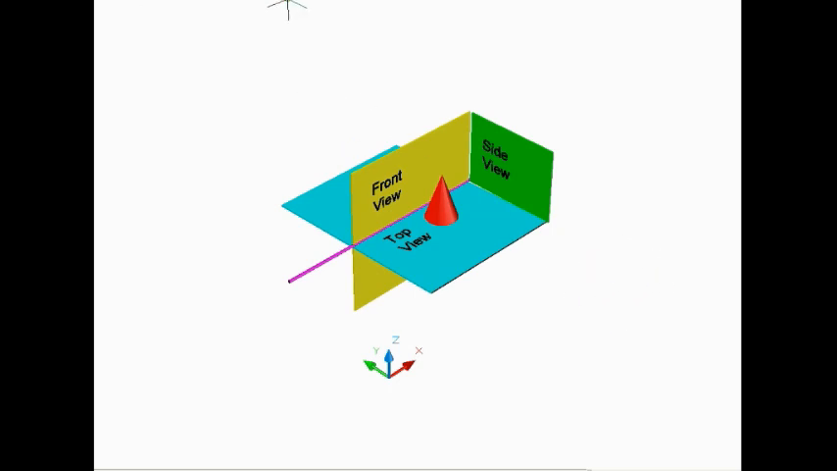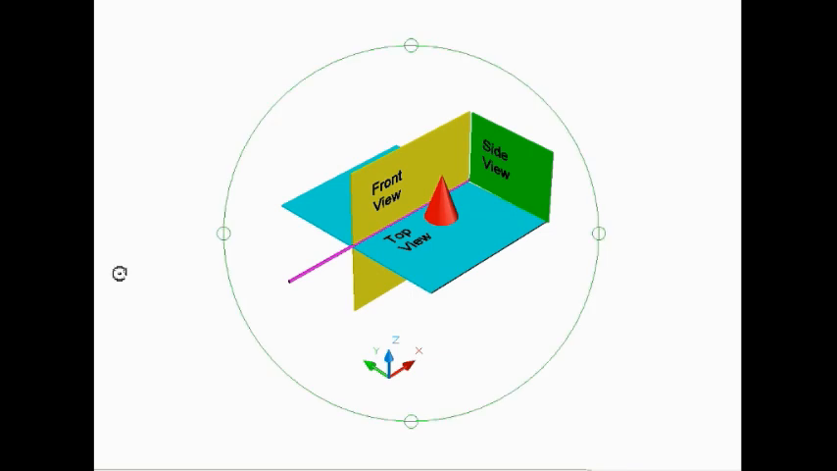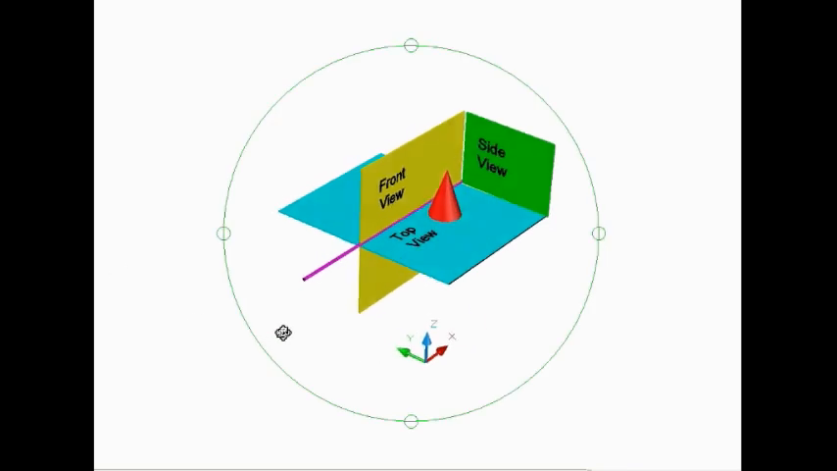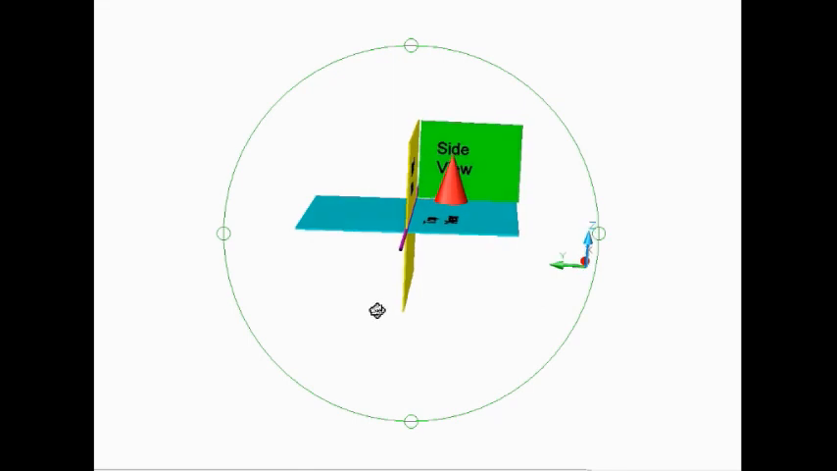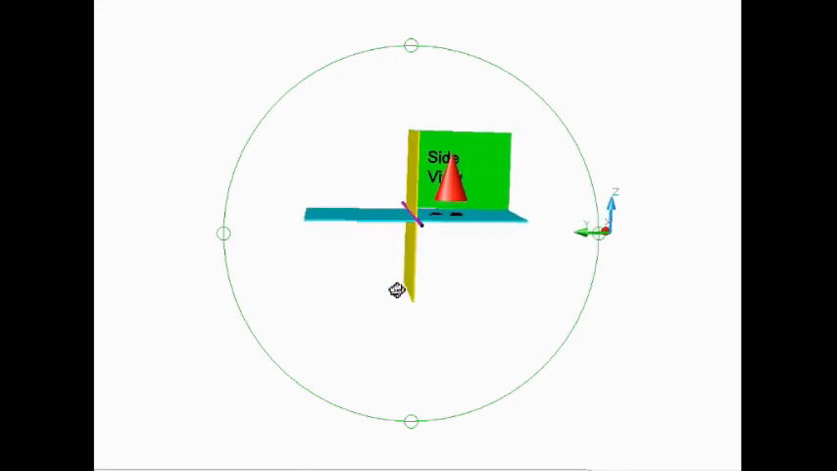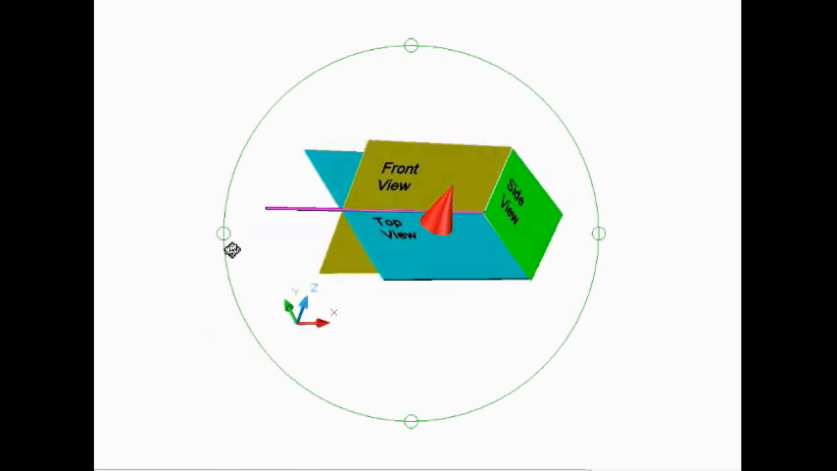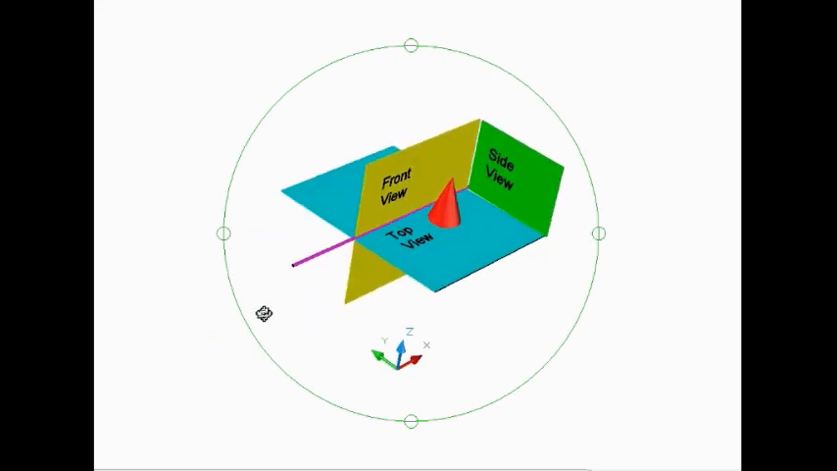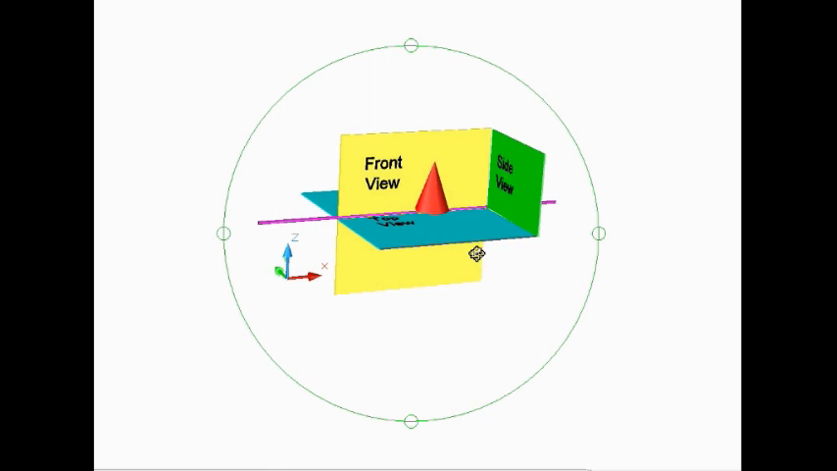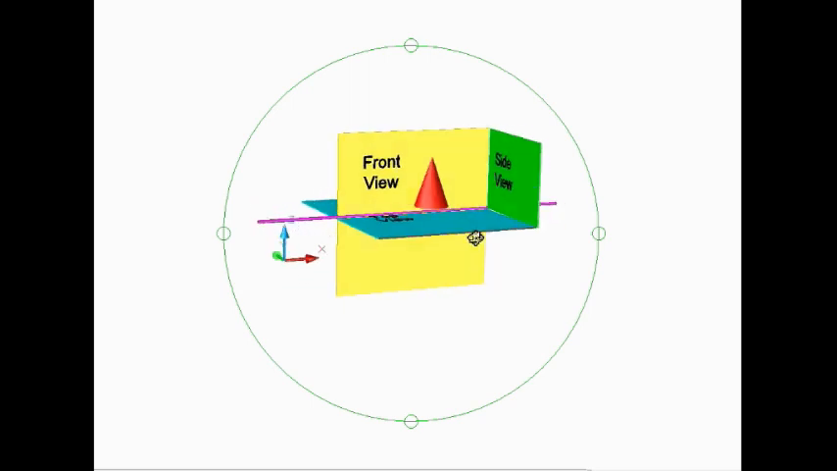So how does it look from the side? It looks like a triangle again from the side view. In front view also it is looking like a triangle, and in side view also it is looking like a triangle, but these are two different things.